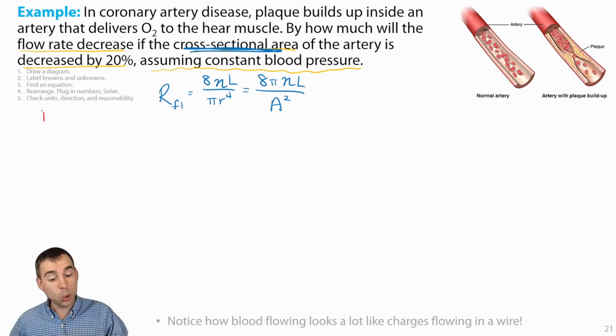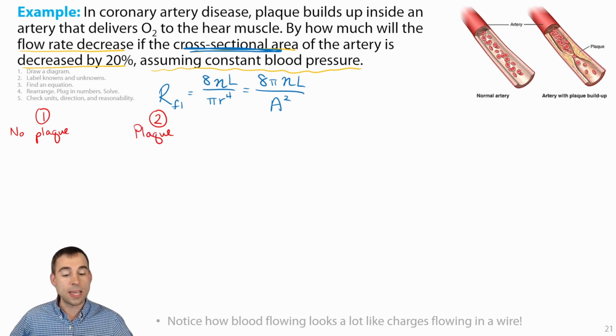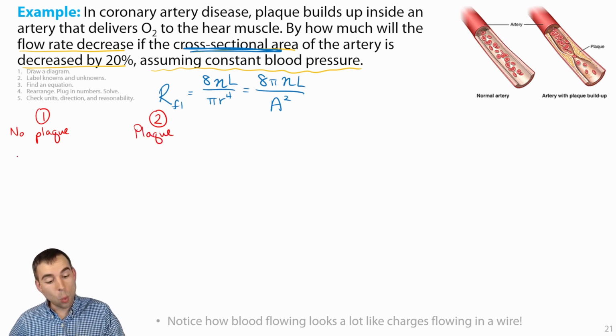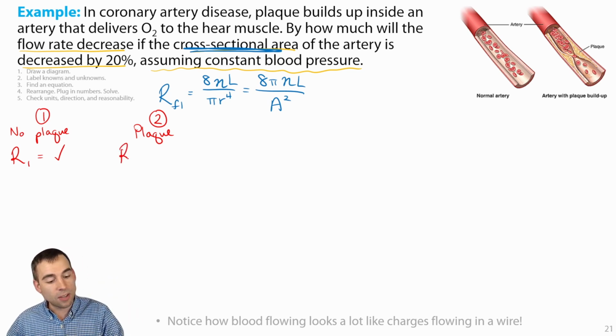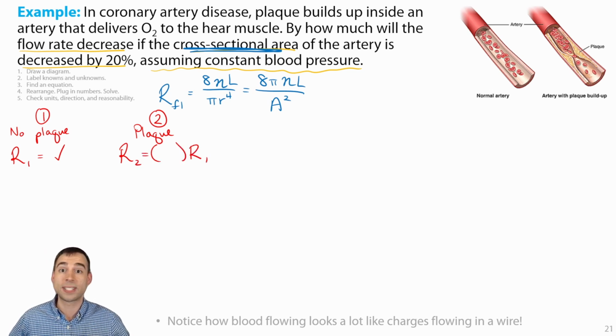And so we can set up two situations and determine a proportionality for these two situations. One would be with no plaque in the arteries, and one would be with plaque built up in the arteries. In situation one, the fluid resistance is just some arbitrary value that we can set. I don't know exactly what number to call it, but this is a proportionality problem, so we're just going to look for a ratio that relates the fluid resistance in the second situation to the fluid resistance in the first situation.